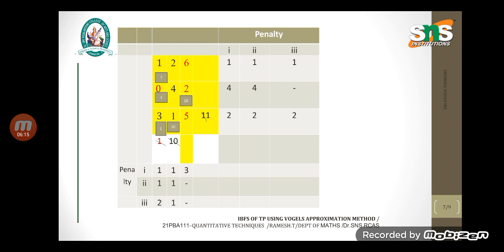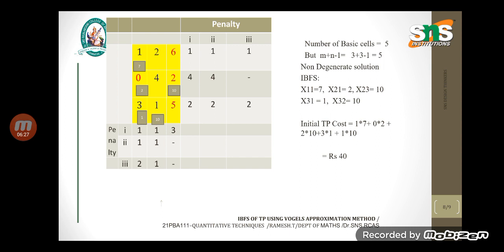Among the third penalties from row and column side, the maximum penalty is 2, but there are two 2s: the first 2 in the first column and the second 2 in the third row. So we choose the first preference, the first column, and the smallest cost. The smallest cost is 1, since the other is blocked, in the first row, first column. From the corresponding supply and demand of 7, we fill everything. Likewise we have completed all allocations.